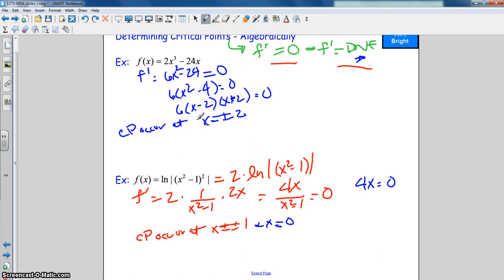Right now we've just done the algebra and looked at it graphically, and in the next video we're actually going to discover more uses for critical points.